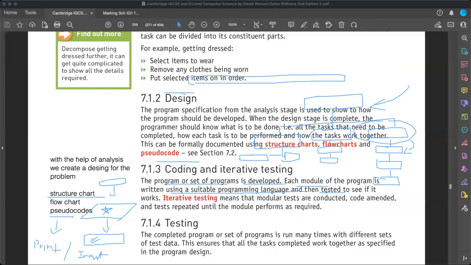So there is testing. Once you're done with the program, definitely you need to test. That testing is mandatory, and that testing is called iterative testing. Next is testing. I told you that testing is a stage in which we input the data into the program and check whether we get our required, desired result or not.